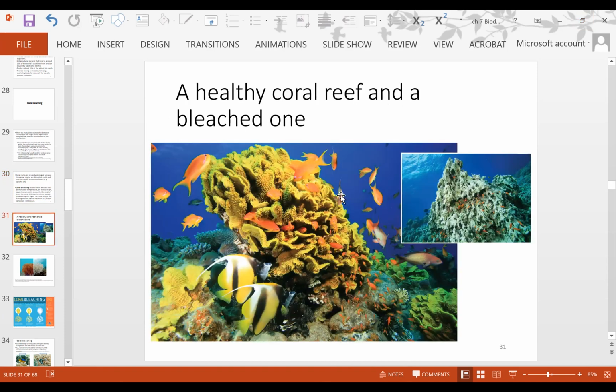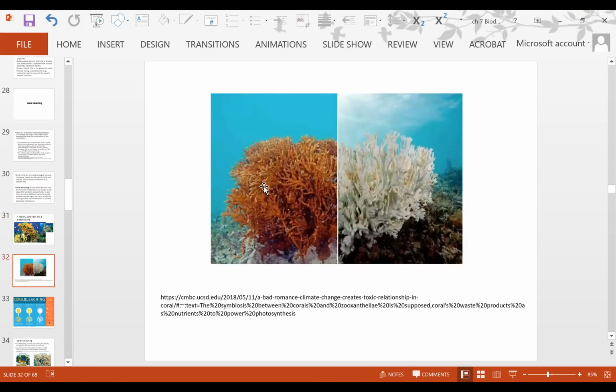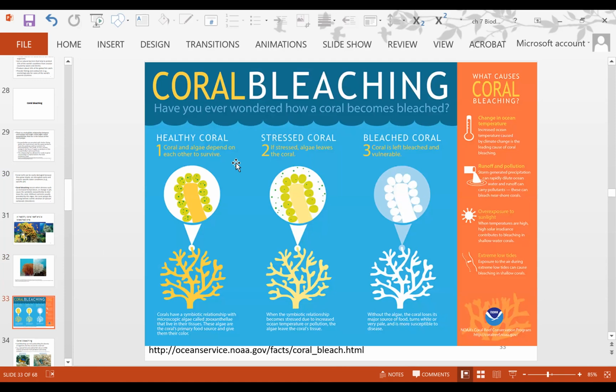So on the left is a healthy coral reef, and on the right is a bleached coral reef. And here again, on the left is a living coral, and on the right, it's a bleached coral. And here's a poster. You could read through the details.